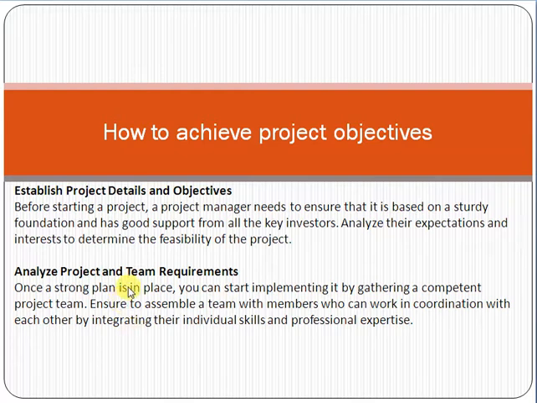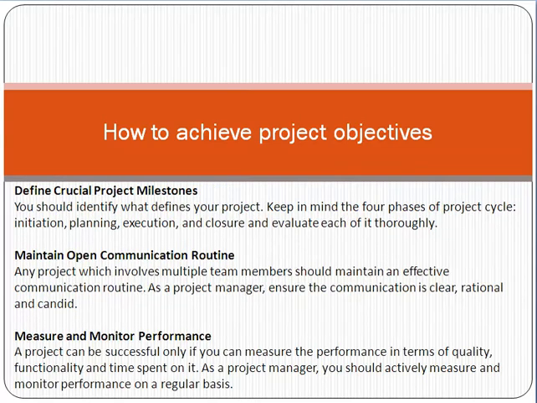Then the next point is to analyze the project and team requirements. Team requirement means whatever things are required for a team or for a project. For example, you need hardware, you need software, you need human resources. You should analyze it properly and arrange it properly. Like for example, you need at least three skilled resources for the implementation of a project. So you should first of all analyze three resources, four resources, and you should arrange it. This is very necessary for the implementation and to achieve the objective of a project.